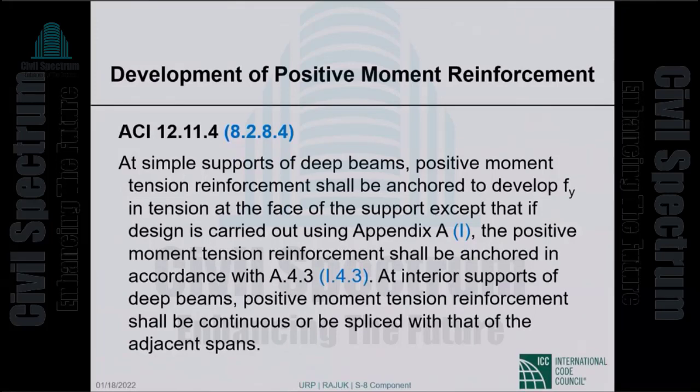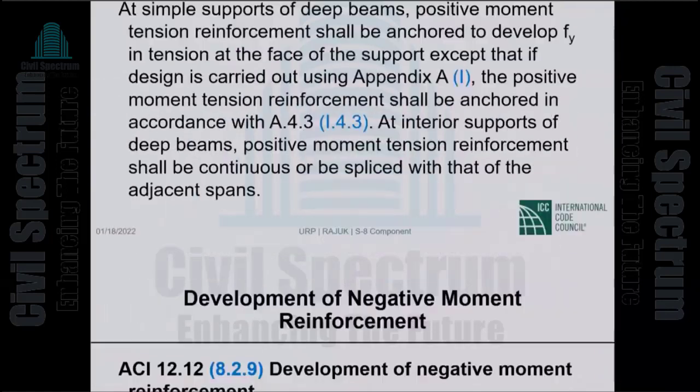Now it is specifically deep beams. At simple supports of deep beams, positive moment tension reinforcement shall be anchored to develop F sub y in tension at the face of the support, except that if design is carried out using etc. This I'll let you read the rest of it. But the key thing is at simple supports of deep beams, positive moment tension reinforcement shall be anchored to develop full F sub y in tension at the face of the support. Okay, there is an exception to that.